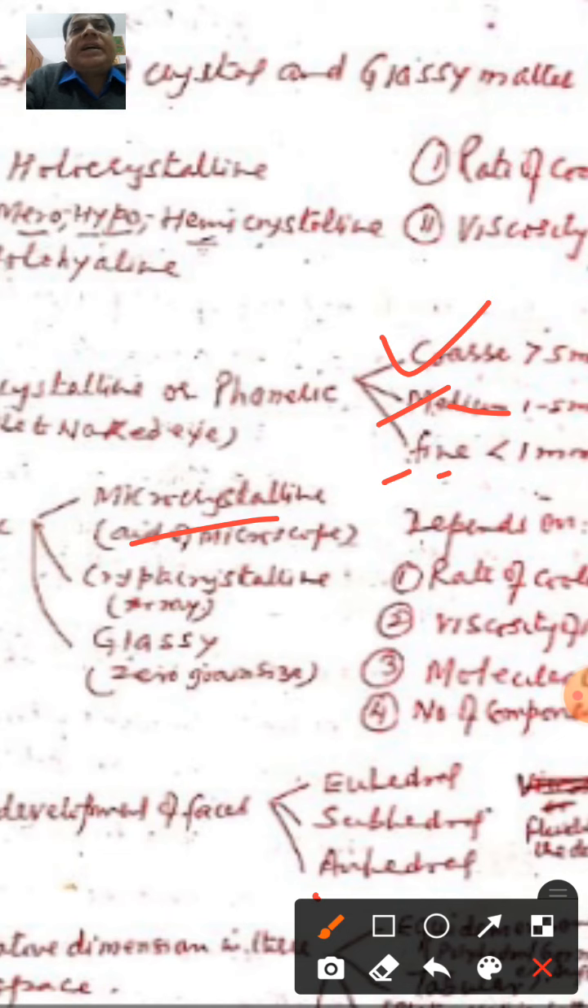So once we can see the grains with our naked eyes, they can be categorized into three categories: coarse, medium, and fine. If the diameter of the grains is more than 5 millimeters, they are called coarse grained. If the diameter is from 1 to 5 millimeters, they are medium grained. Fine grained when less than 1 millimeter in diameter.